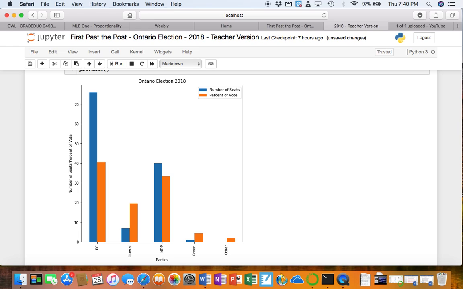Now, students can take a look at this and maybe with some assistance see that this is not a proportional relationship. In some cases, the percent of vote gave parties high numbers of seats, so the Conservatives and the NDP benefited from the first past the post system. But the Liberals, they got almost 20% of the vote, but look how their number of seats is. It's down here at 7. The Green also has a low number of seats, and the others didn't have any seats at all. So we can see that the results are not proportionate.